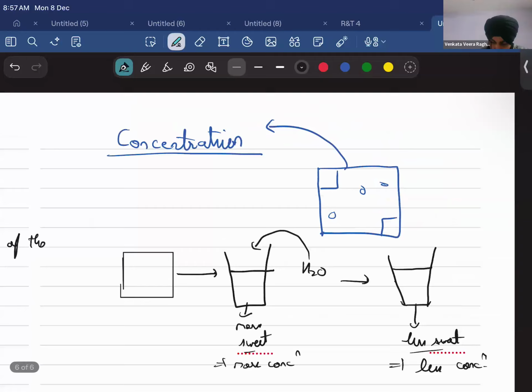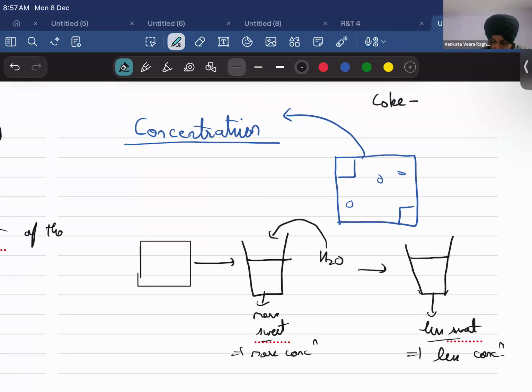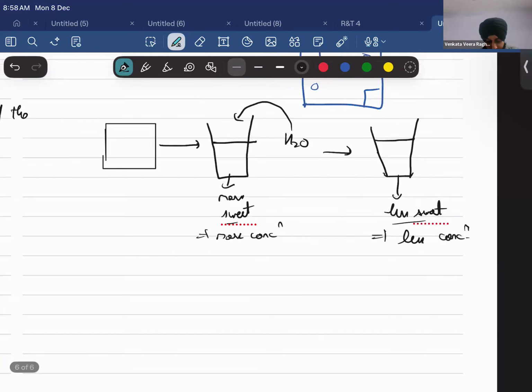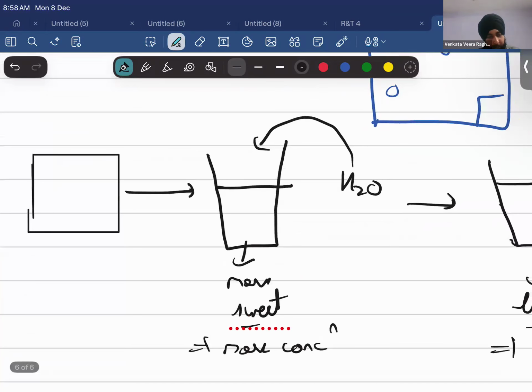And let us assume how Coke is made. Coke is made just with water plus brown sugar. I am assuming this, that Coke is made with water and brown sugar. Brown sugar gives it its brown color. Coke is brown in color, right? So Coke is made up of water plus brown sugar only. Nothing else is there.